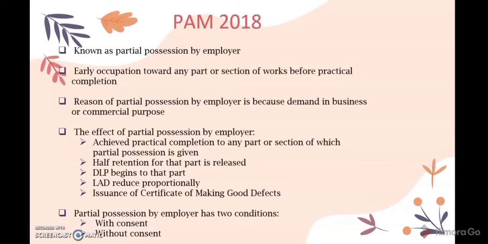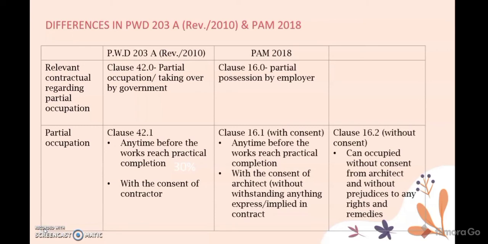Partial possession by employer has two conditions, which are with consent and without consent. There are a few differences between PWD 203A 2010 and PAM 2018. The first difference is the relevant contractual clause regarding partial occupation. For PWD, it is stated in Clause 42, which is partial occupation or taking over by the government. Meanwhile, for PAM 2018, it is stated in Clause 16, which is partial possession by employer.